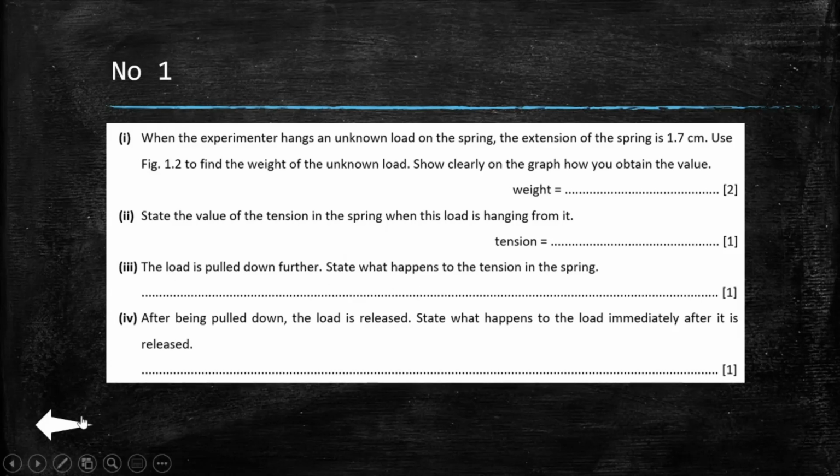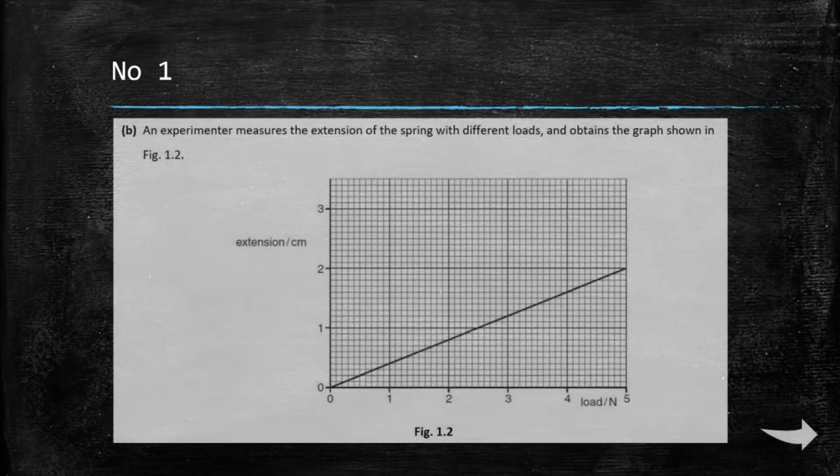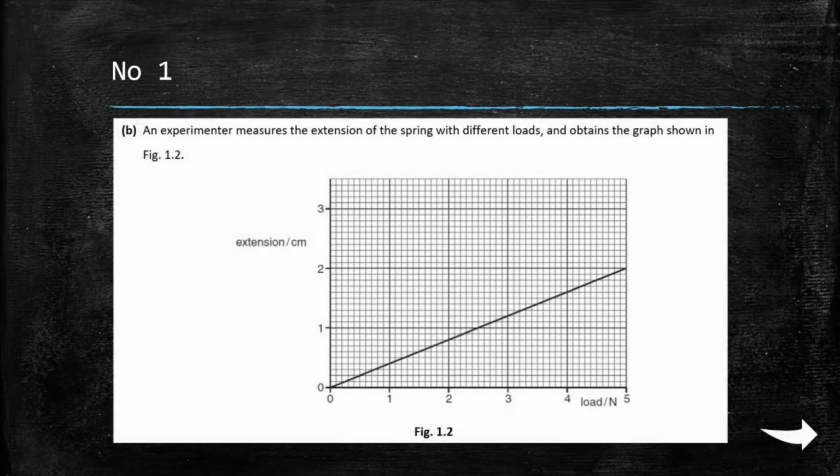Let's look at figure 1.2. To find the unknown load, first we have to locate the position of 1.7 cm extension on the graph. Now let's count from 1: 1, 1.1, 1.2, 1.3, 1.4, 1.5, 1.6, and then 1.7. So this is the location of the 1.7 centimeter.